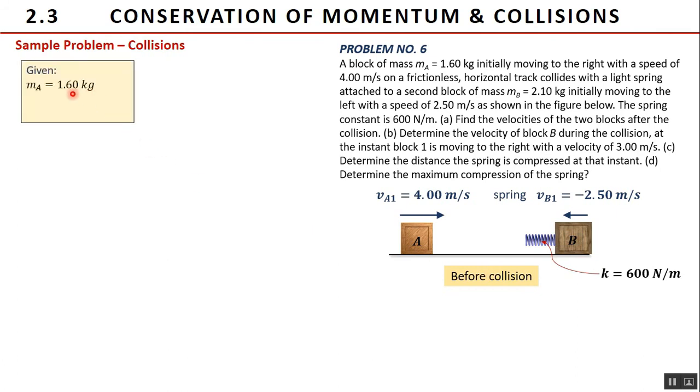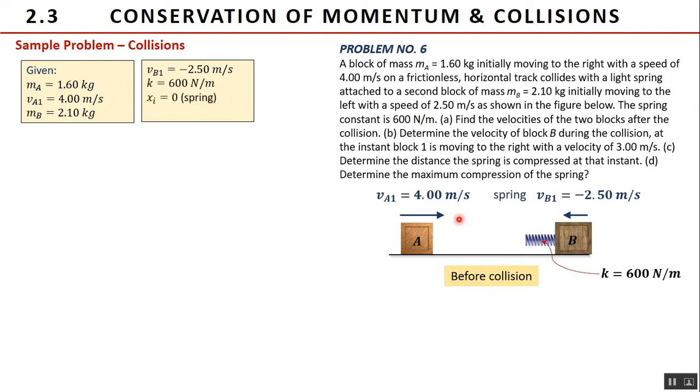Mass of block A is 1.60 kg. Its initial velocity, v sub a1, is 4 meters per second. Mass of block B is 2.1 kg. It is moving to the left at a velocity of v sub b1 equals -2.5 meters per second. Then this spring has a constant value of 600 newtons per meter. And we let the initial position of the spring, x sub i, to be 0, since it is initially at equilibrium position.